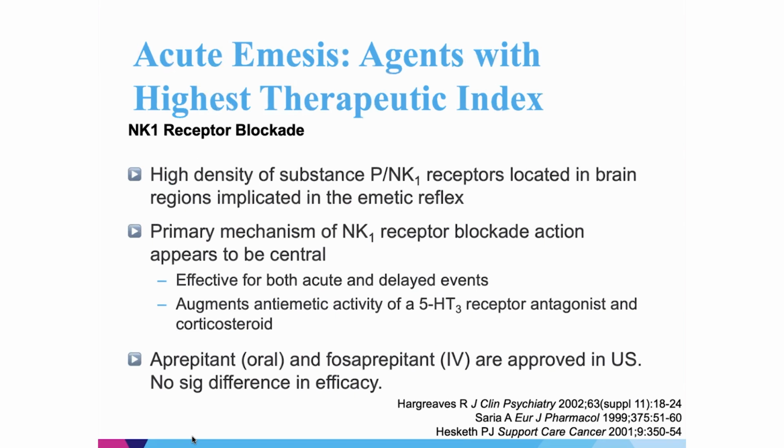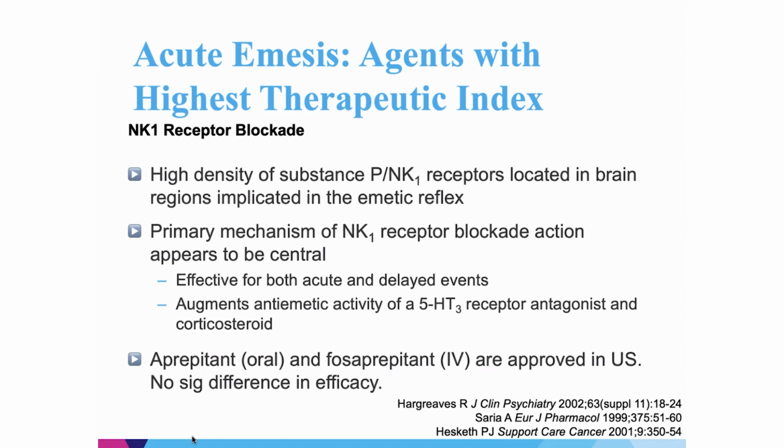So then your NK1 receptor blockade. I think these are the agents that if you came from residency or you did another fellowship, these are the ones that you probably didn't use as much. But as I said, basically you have a high density of substance P neurokinin receptors located in the brain regions that are implicated in the emetic reflex. And these are active in the acute and the delayed phase, but as we saw in the previous diagram, NK1 is very much involved in the delayed phase chemo-induced nausea and vomiting.